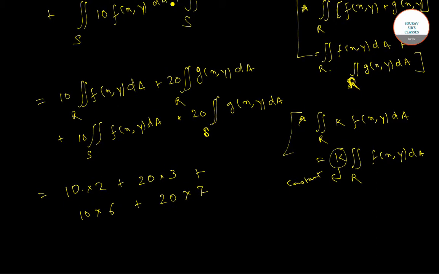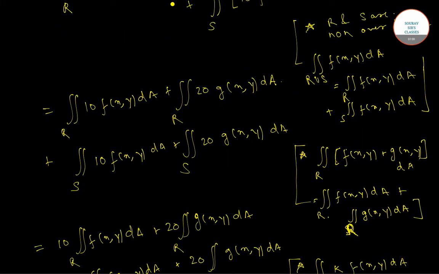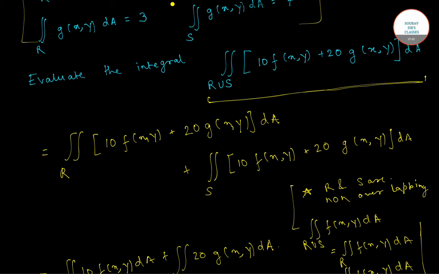So from here we get 10 into 6 plus 2, which equals 8, plus 20 into 3 plus 7, which equals 10. So this equals 80 plus 200, which equals 280. So from the question, the evaluation of this integral equals 280. This is our answer.